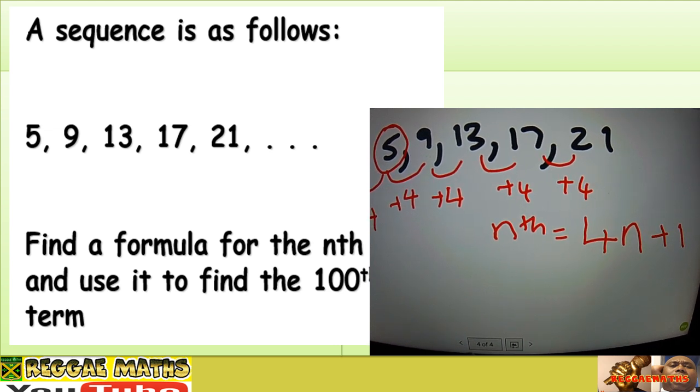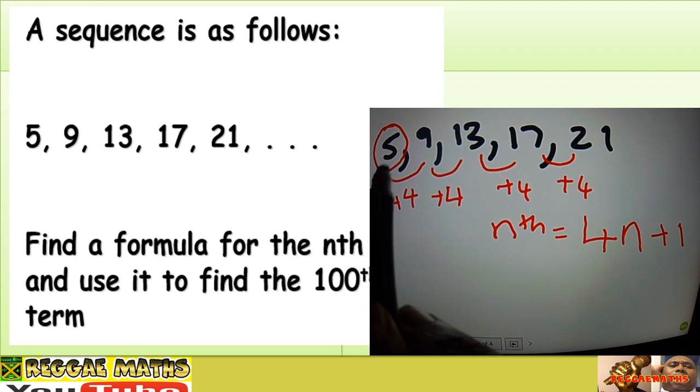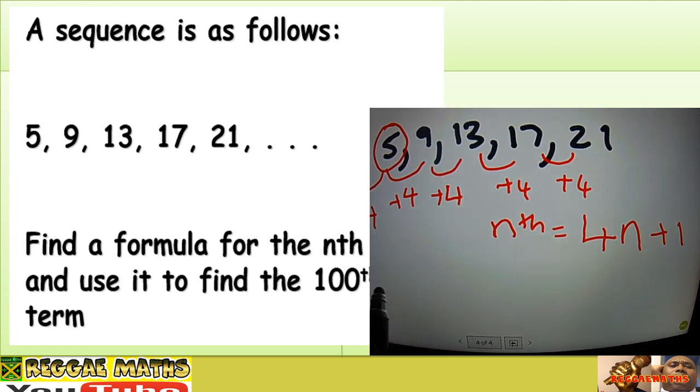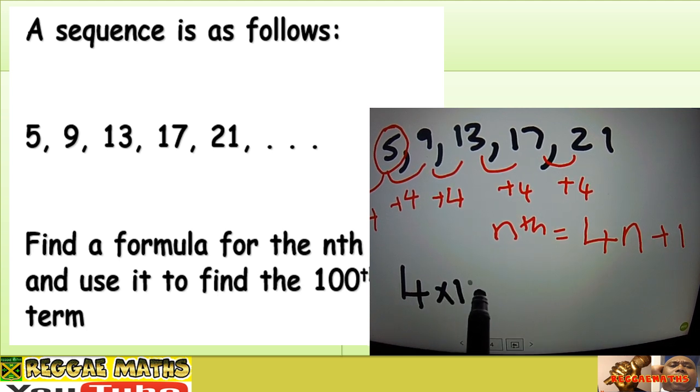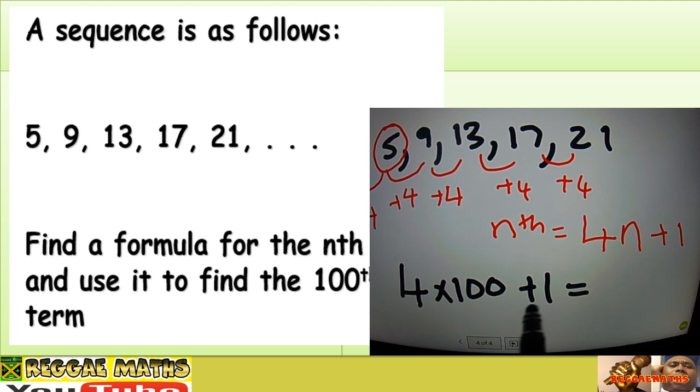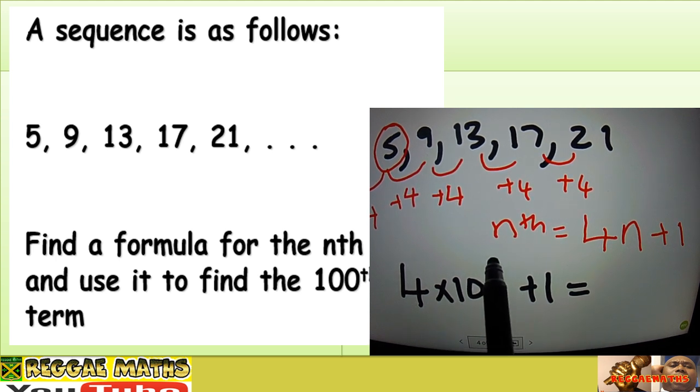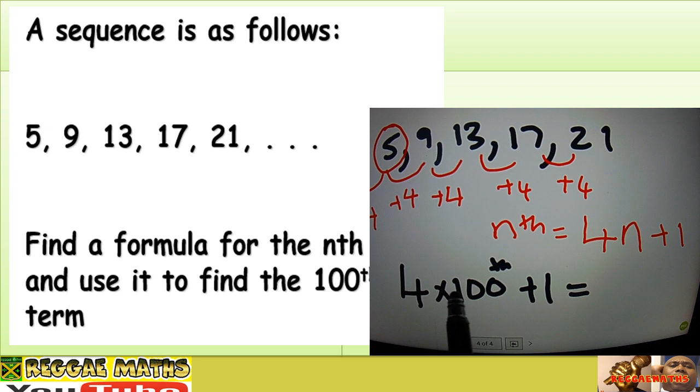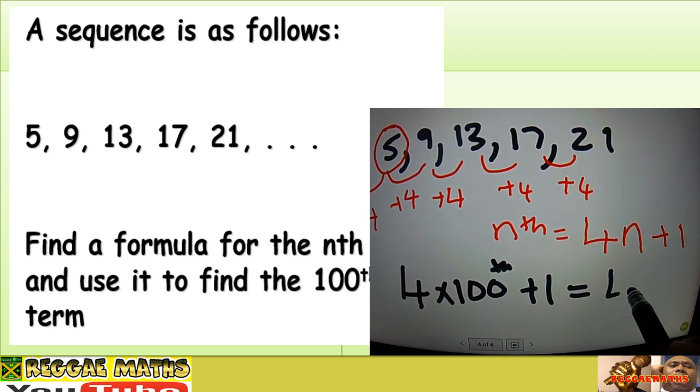So to work out the 100th term, we're just going to replace n. So we're going to have 4 times 100 plus 1. So the 100th term is 4 times 100 plus 1, so 4 times 100 is 400, plus 1 is 401.